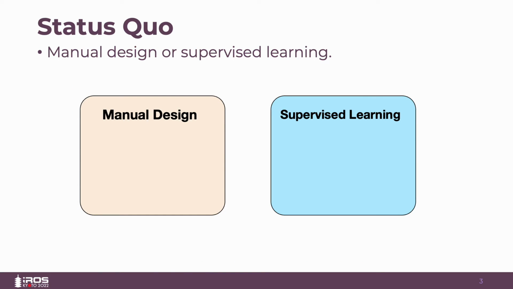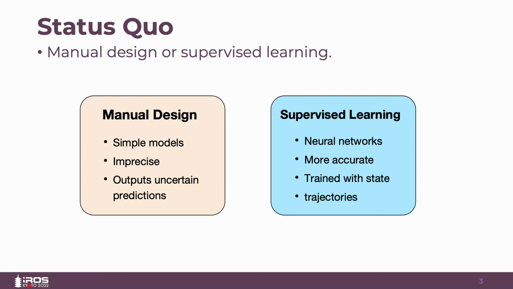There are mainly two approaches to deal with such situations in the robotics field. The first is to manually design some simple mathematical models, which can be imprecise, and assign a large prediction uncertainty to account for the inaccuracies. And the second approach is to automatically learn complex models with supervised learning techniques.